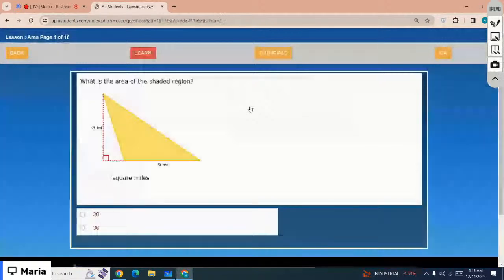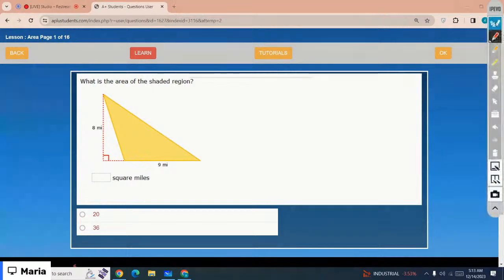Okay, what is the area of the shaded region? Basically, you need to calculate the area of a triangle. So the area of the triangle is half times base times height. You can note down these basic formulas. The area of a triangle is half times base times height, right?